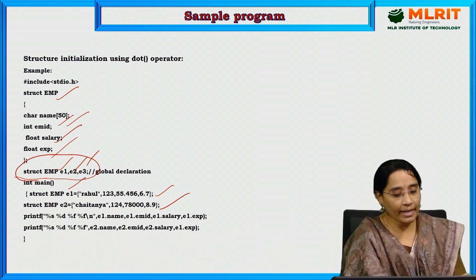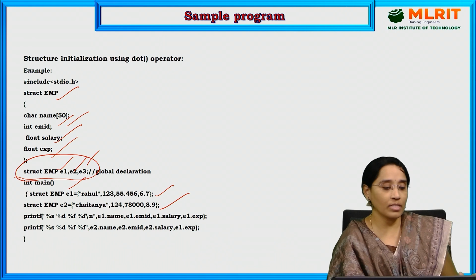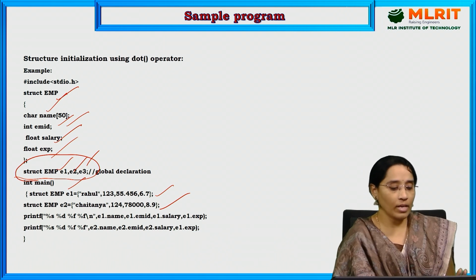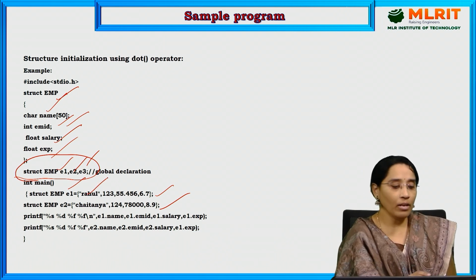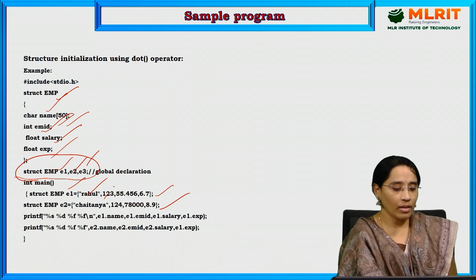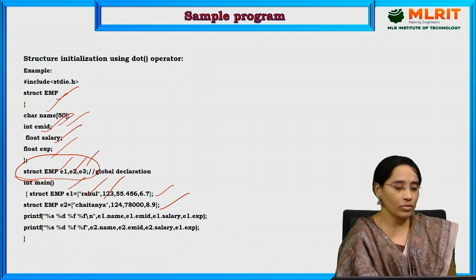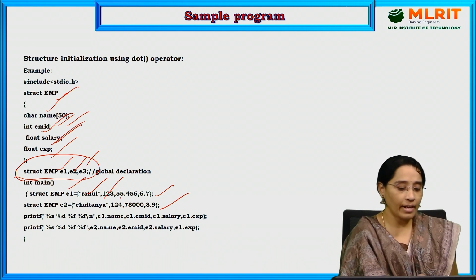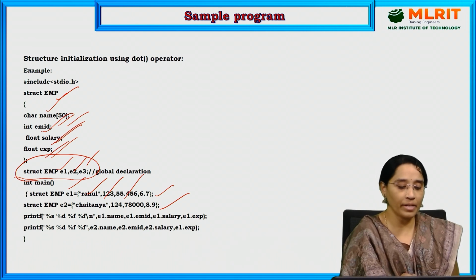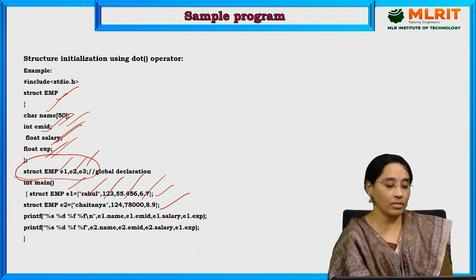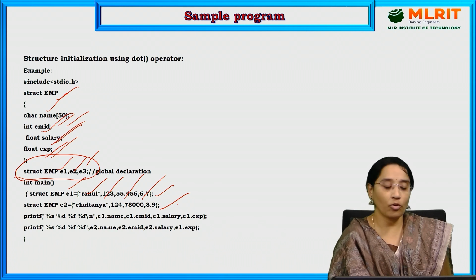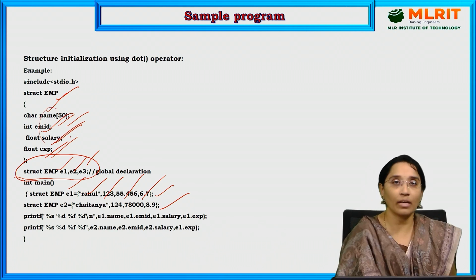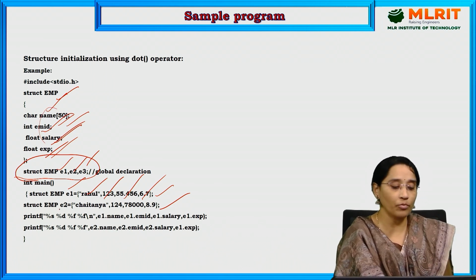But this is a compile time initialization of a structure. See the order you have to follow. First I have declared name, so write the name first. Then employee ID, 1 to 3 is his ID, so that you can write. And employee salary was specified, and employee experience, 6.7 years of experience. Like that, whatever members you have taken, in that order you have to give the input here.